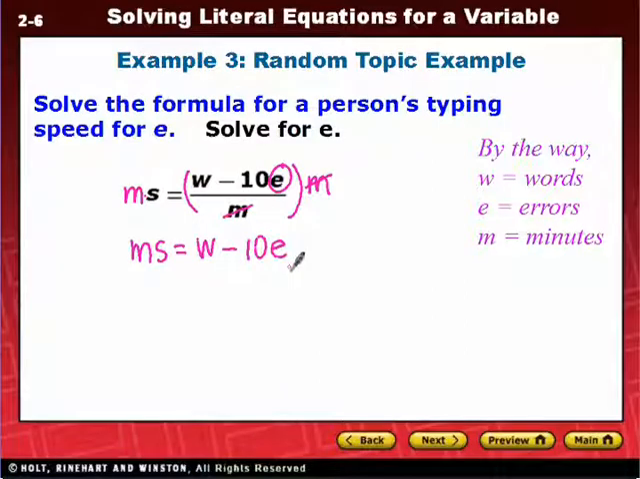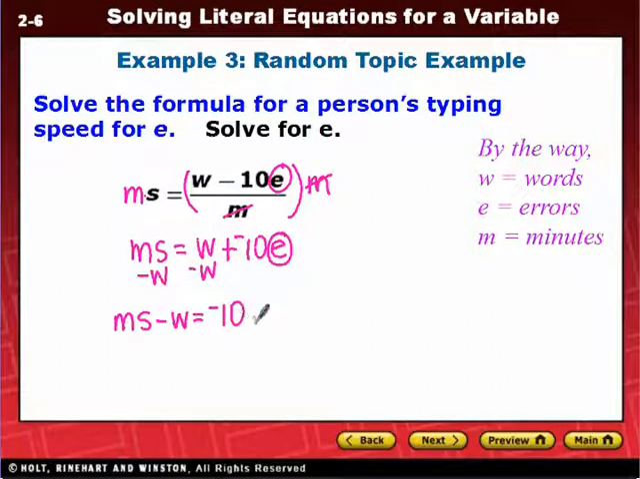And then just like in any other two-step equation, I always want to deal with the variable that's not attached to what I'm solving for. So I'm going to subtract w from each side. Now they're not like terms, so they don't combine. You just get ms minus w equals, zip zap, negative 10e. And now I can divide both sides by negative 10. And there is my equation solved for e.